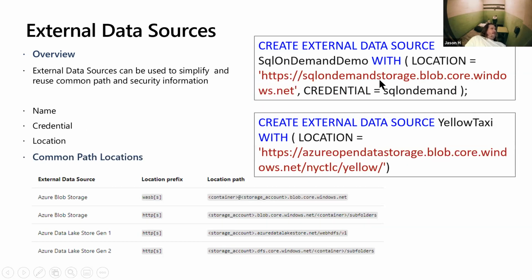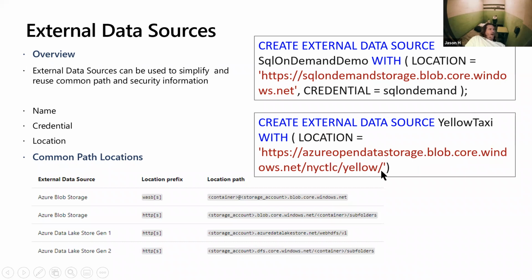So what I would do is, if I wanted to save this information, or if I needed to pass a credential with it, I can create an external data source. So here I'm creating an external data source to this URL. It's to this on-demand blob storage, and I'm using this SQL on-demand credential, right? Here I'm creating one that's an open storage, so there's no authentication in here, and it's going to map me to this yellow.